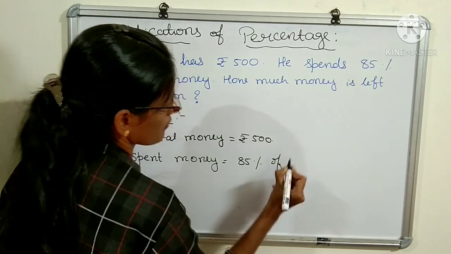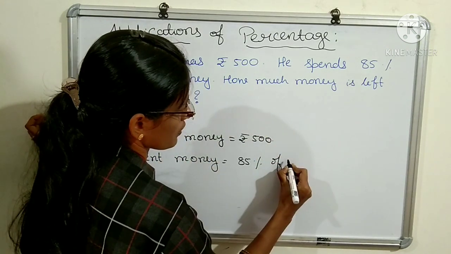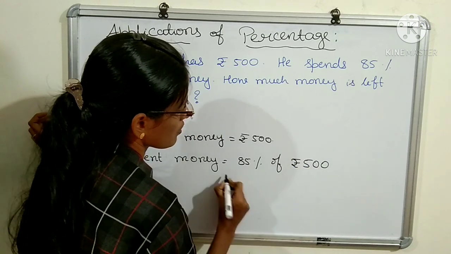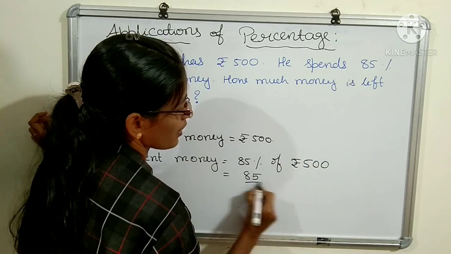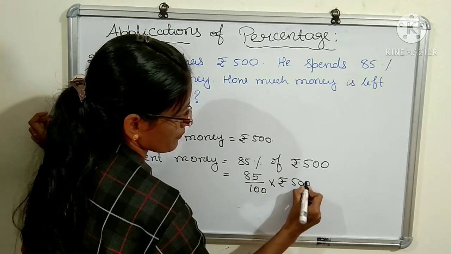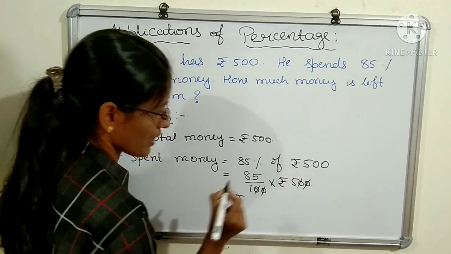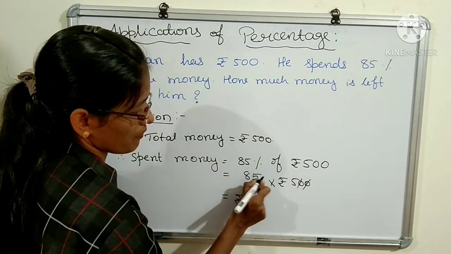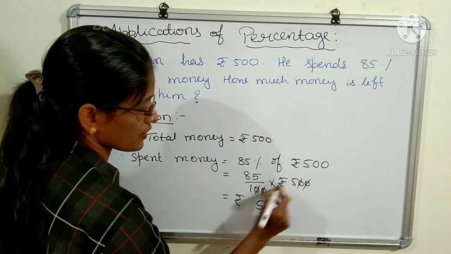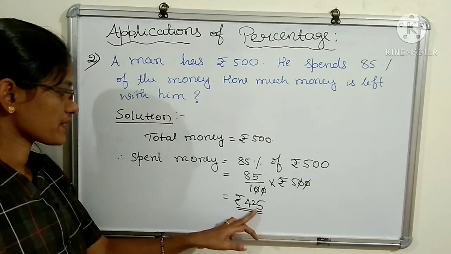85% of the money. Of the money, how much here? 85% of rupees 500. So, 85 divided by 100 into rupees 500. Zeros cancelled. Here the rupees symbol as it is. 85 5s are... 5 5s are 25, 2 remaining. 8 5s are 40 plus 2, 425. 425 rupees is what?